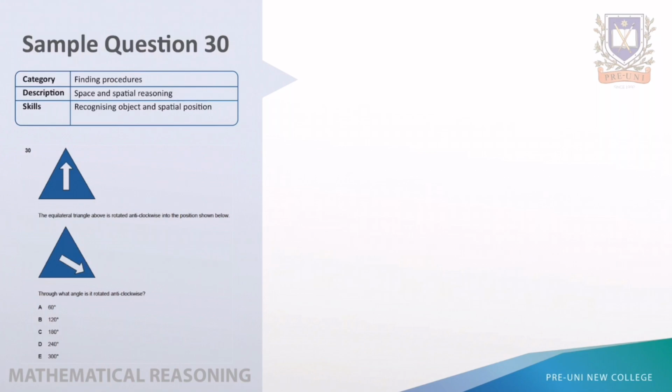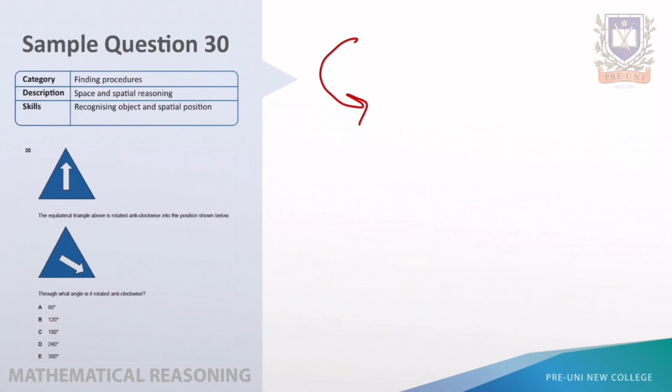For question 30, category is finding procedures and the description is space and spatial reasoning, with the skills as well as recognizing object and spatial position. So the equilateral triangle above is rotated anti-clockwise into the position shown below. Through what angle is it rotated anti-clockwise? So anti-clockwise, we are circling this way. This type of question with triangles and arrows has been seen in particularly the GA questions. So students should be able to critically think and calculate the angle size.